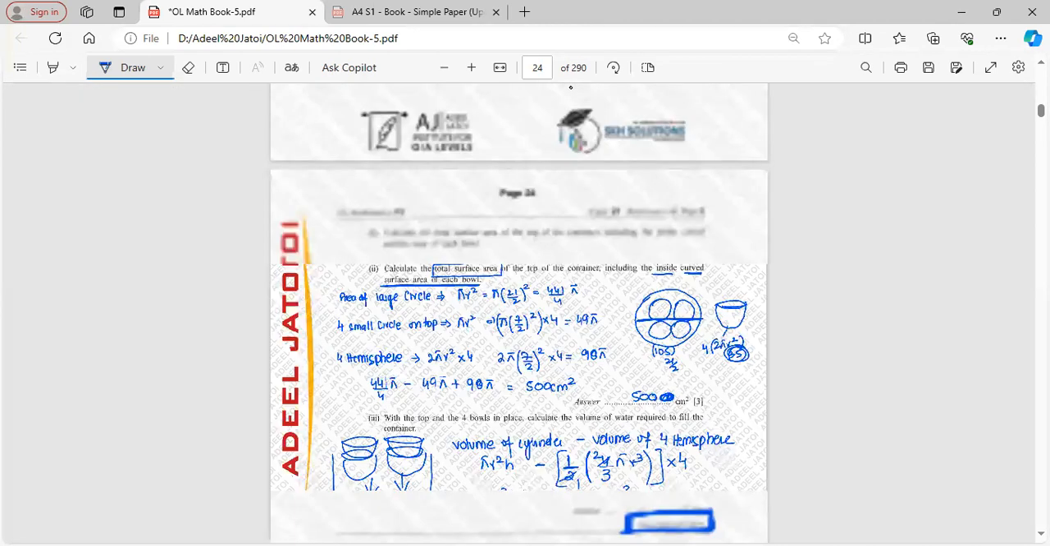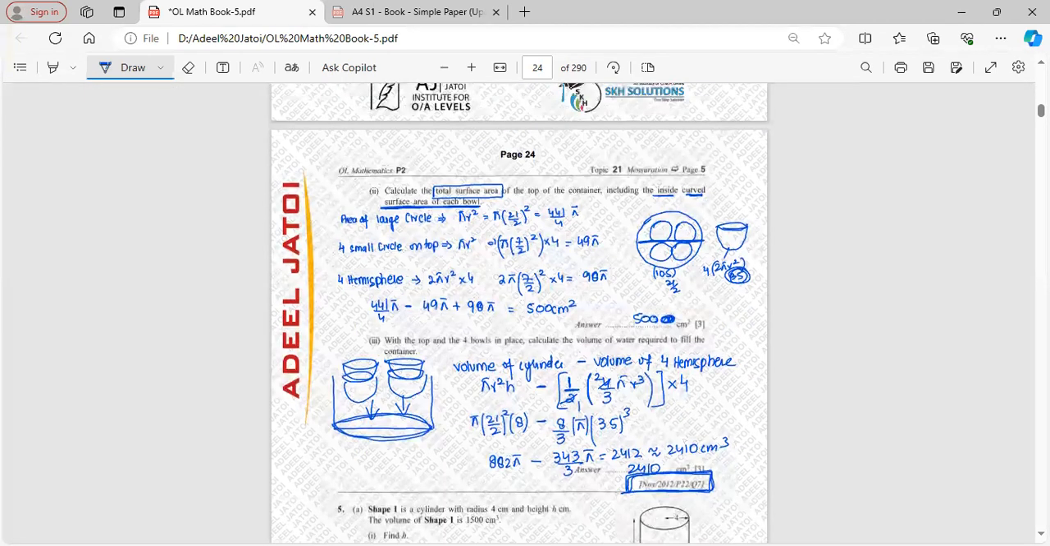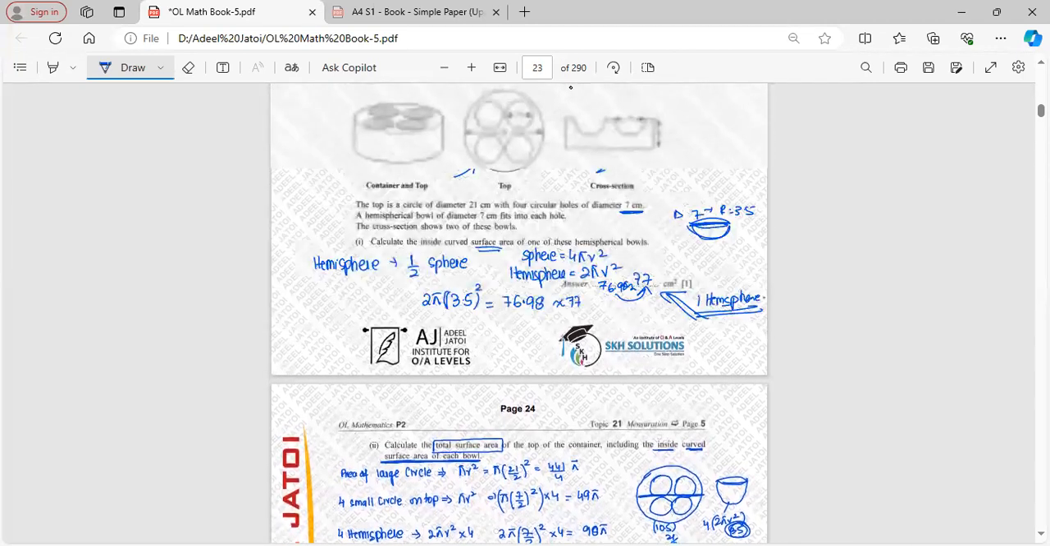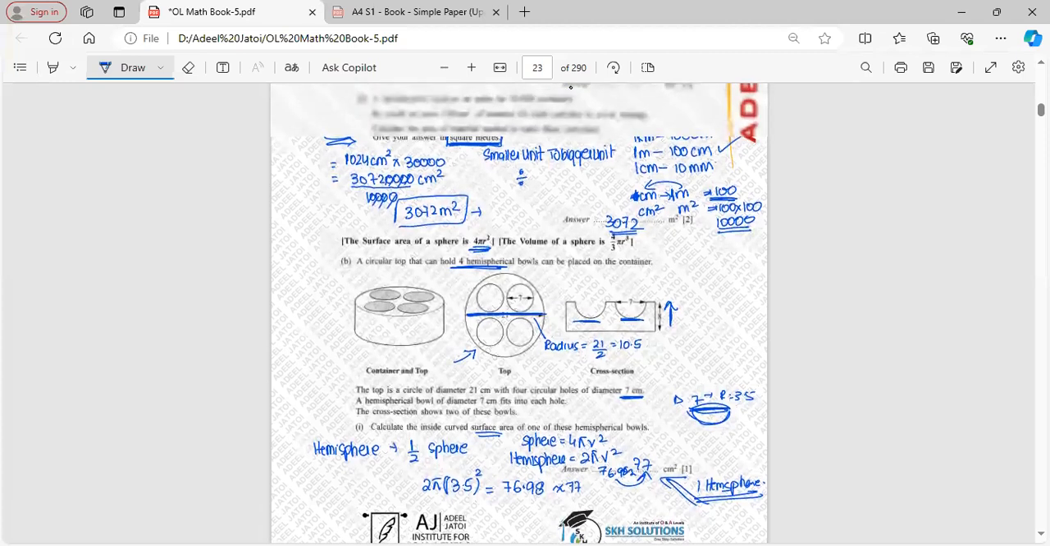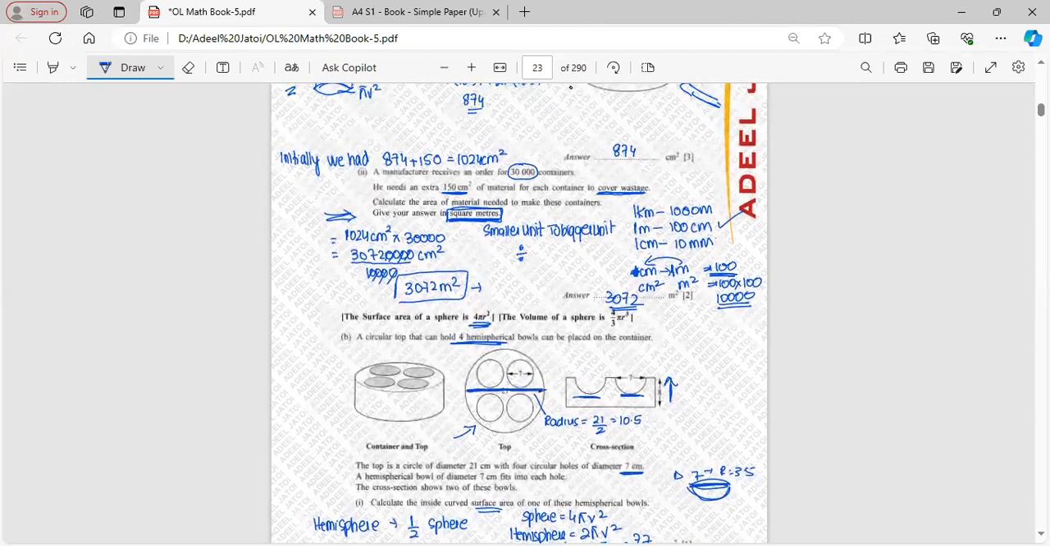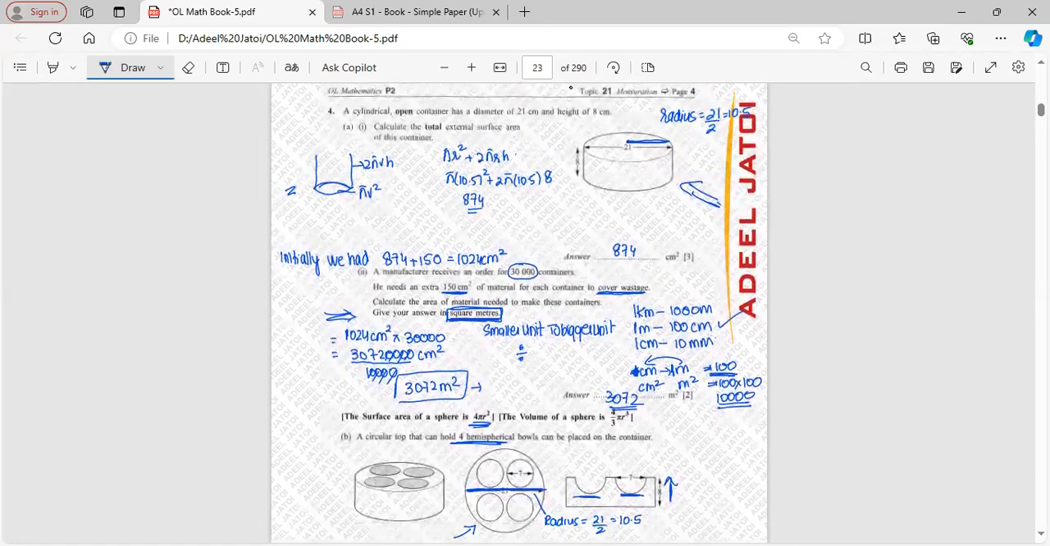So this was the question from November 2012, paper 2, question number 7 of the entire mensuration, considering that this is question number 4 from my book.